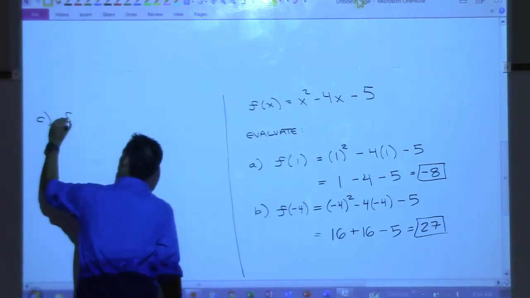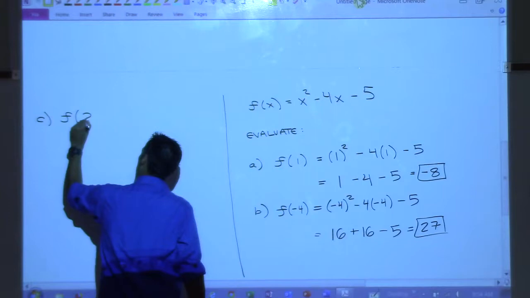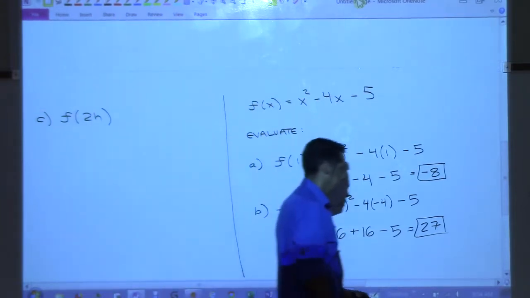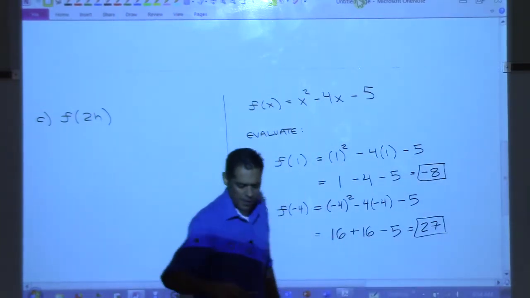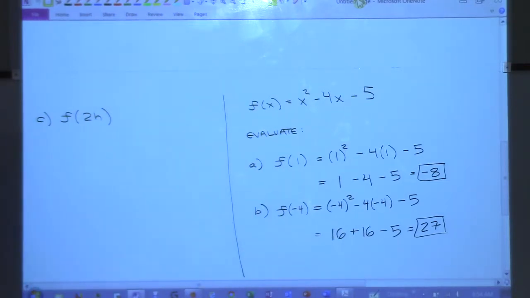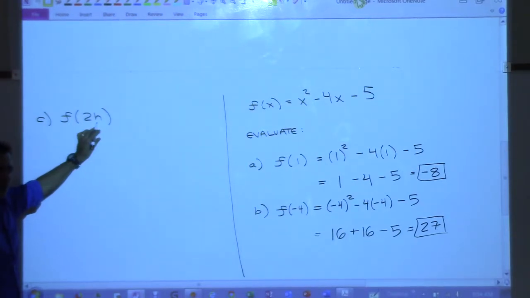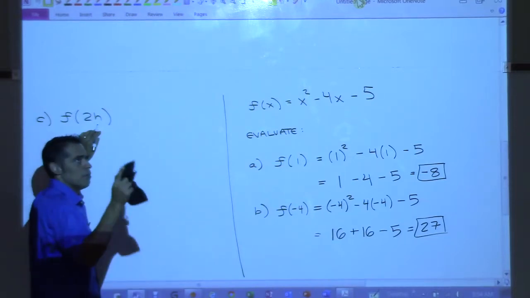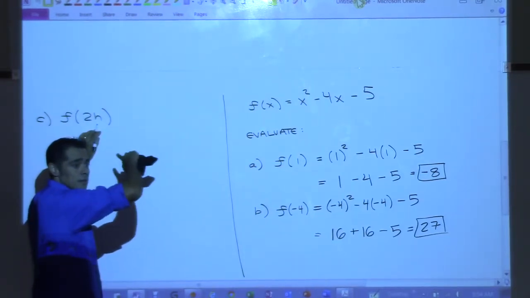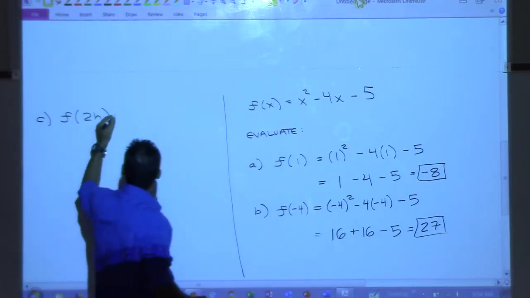Next one. Sylvia. All right, so Sylvia, what's the difference between this one and the previous two? You have a variable? Yeah, I have a variable expression inside here, right? So I'm plugging in not a number, but a variable expression. But we're going to follow the same procedure, right? So you would say that we're going to replace all the x's with 2h, yes? Yeah. Okay, so how would you like me to write that?